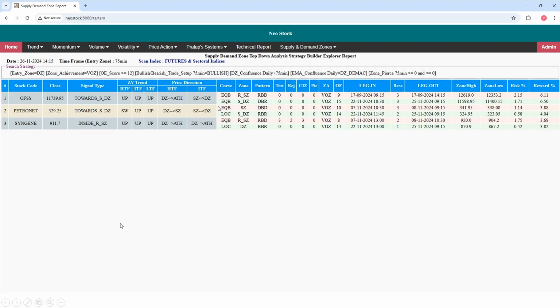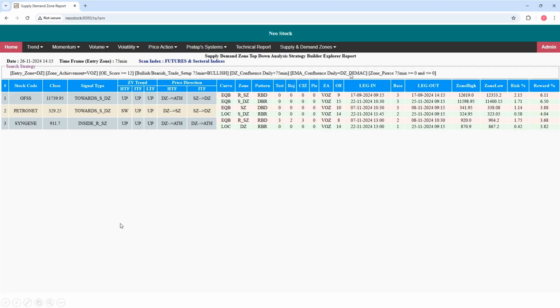That means all these demand zones in all the three stocks, the 75 minutes demand zones are part of the daily demand zones. That is what zone confluence. Because the 75 minutes demand zone is part of the daily demand zone, we should rely on the daily EMA confluence. That's why we are seeing EMA confluence. See, EMA confluence, which zone you are using? Daily zone we are using. Which daily zone? Daily demand zone we are using. Daily demand zone having daily EMA confluence. DEMAC means daily EMA confluence.